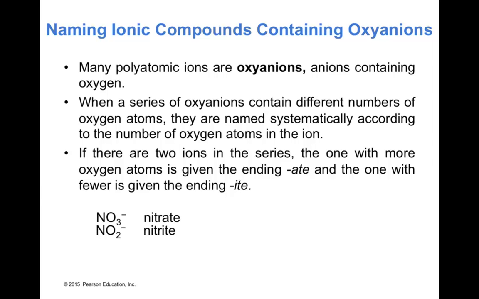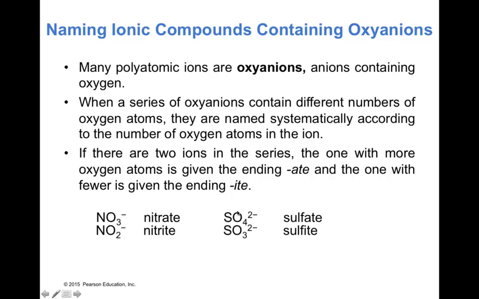So that means that we have here nitrate, and here we have an oxyanion. We can see here that we have 1 nitrogen and 3 oxygen, and 1 nitrogen and 2 oxygen. So this one has a higher number of oxygen, so we're going to use the ATE ending. So it's nitrate. And here we're going to use the ITE, so it's nitrite. This is nitrate and this is nitrite.